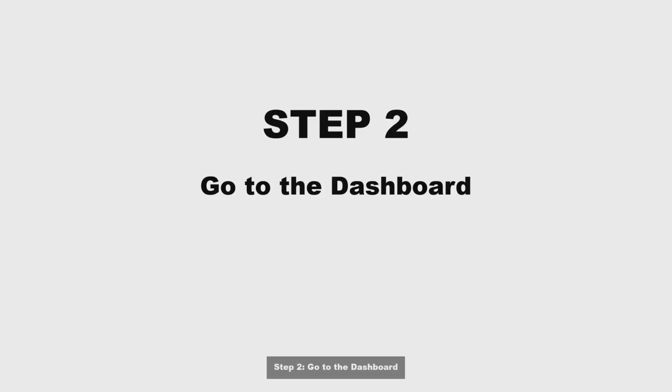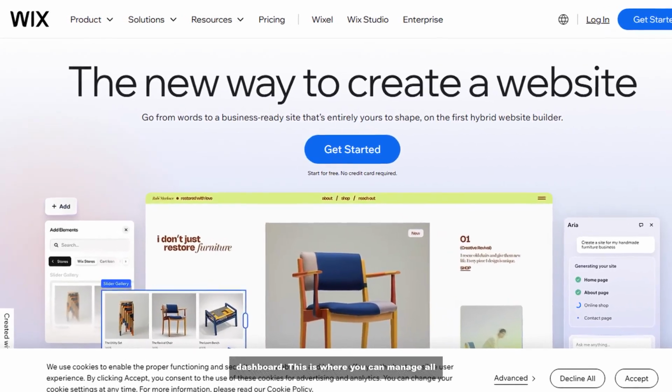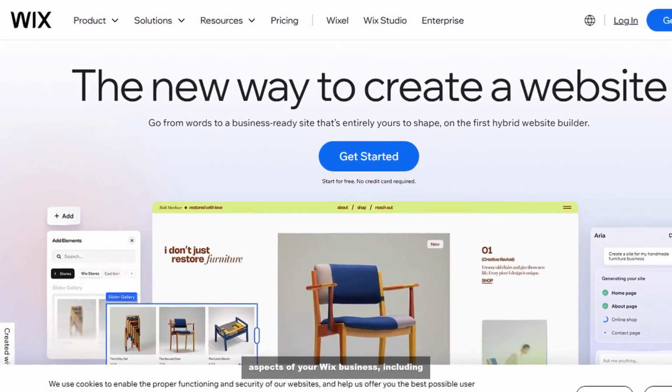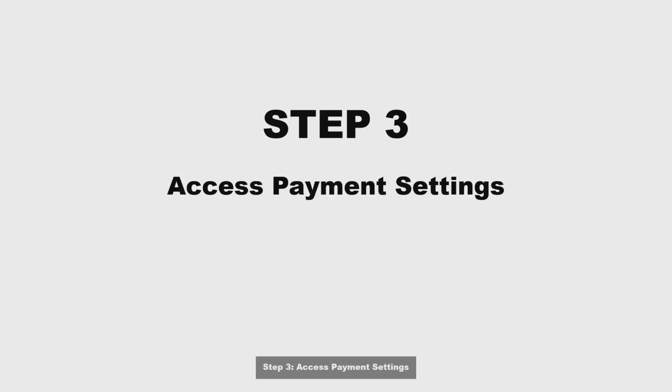Step 2. Go to the dashboard. Once logged in, navigate to your site's dashboard. This is where you can manage all aspects of your Wix business, including payment settings. Step 3. Access payment settings.